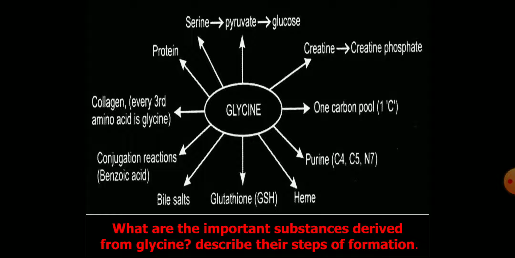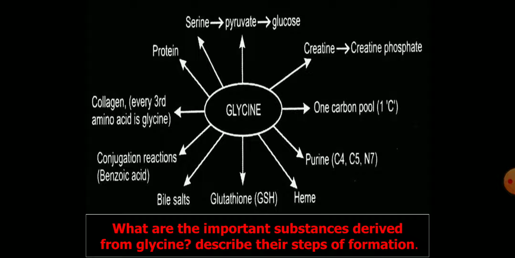So this is about the glycine. From the examination point of view, the main question is what are the important substances or specialized products formed from glycine, and sometimes they may ask you to write the pathway of any two or three. So you have to study the important products formed from glycine, like the purine base, where C4, C5 and N7 are produced from glycine. Then you can write the heme synthesis first step, that is glycine plus succinyl coenzyme A forms delta aminolevulinic acid, which is the first step in heme synthesis.